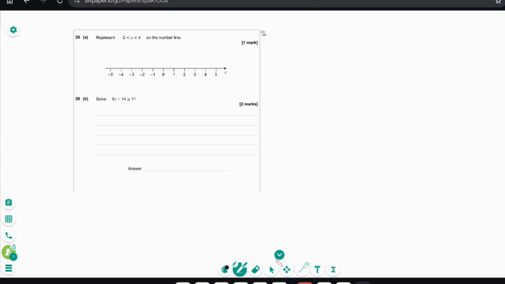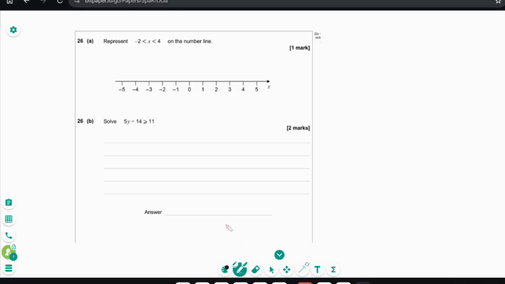Question 26a. Represent x between minus 2 and 4 on a number line. So there's no equals on the inequality sign, so we just need a circle, which is not coloured in, on minus 2 and 4. X is bigger than minus 2 and less than 4, so we just need to join it with a line.